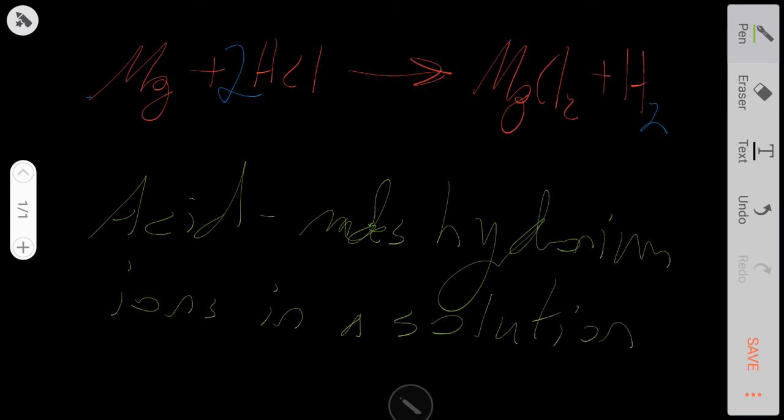That is what an acid is. That's a definition of an acid. It's a substance that when I make a solution with it, that means solute and solvent, it makes hydronium ions. What the heck is a hydronium ion?